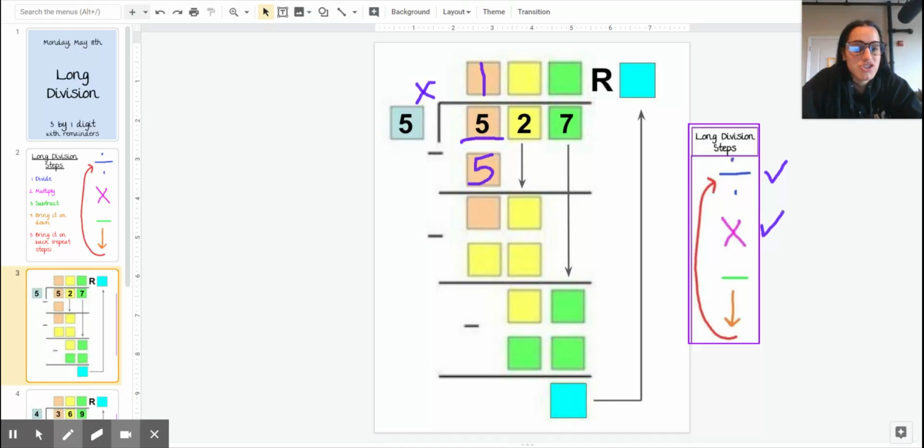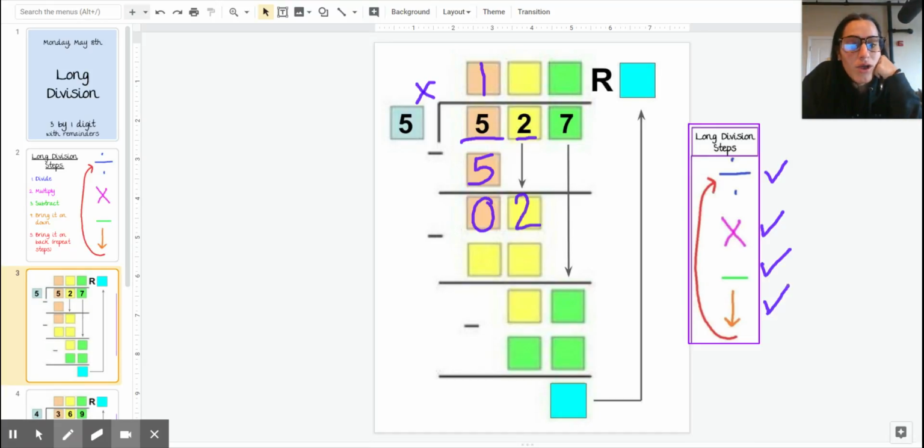Our next step is to subtract. 5 minus 5 is 0. I've subtracted. Next up, I have to bring on down the next digit so I can continue to divide. So my next digit is this 2. So we're going to bring the 2 on down and check off that we've brought it down. And now we're going to bring it on back to the first step, which is divide.